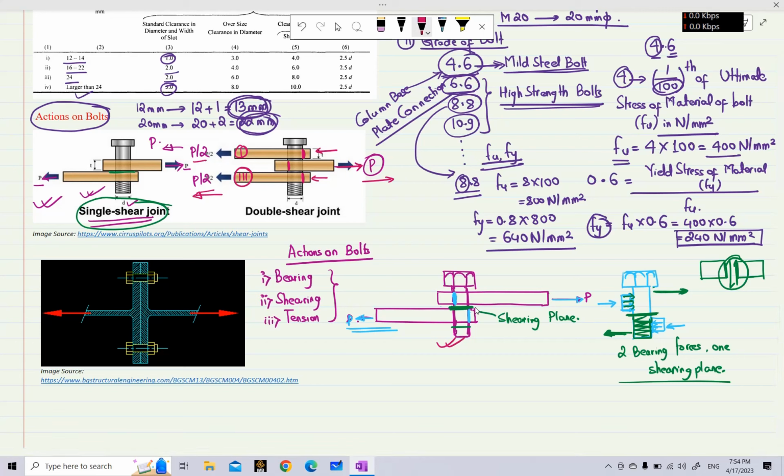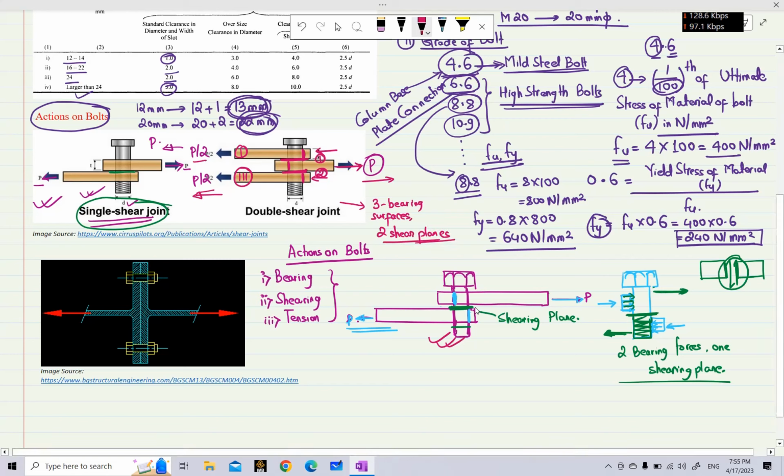And as we discussed in our first case, one plane here and another plane here, there will be shearing forces, or this is the shearing plane. So now we can see that in this case, there are 3 bearing surfaces and 2 shear planes. Because there are 2 shear planes, this is known as a double shear joint.